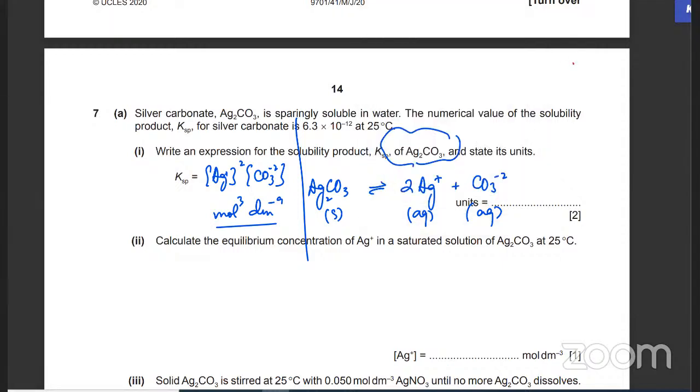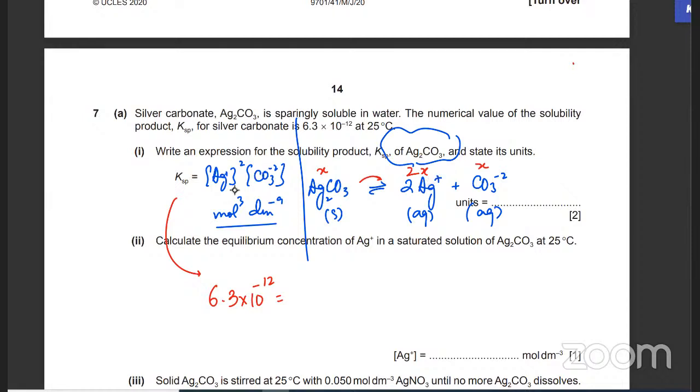So what are we going to do? I'm going to assume that x mole per dm cube of silver carbonate dissolves. And if it dissolves, it's going to produce 2x mole per dm cube of silver ions, and x mole per dm cube of carbonate ions. So the Ksp value is already given, so I'm going to use this expression. The Ksp value is given as 6.3 into 10 to the minus 12. I just don't know what the concentration of silver ions and carbonate ions is, but I've taken that as x. Whatever the concentration of carbonate is, the concentration of silver ions is going to be double that.